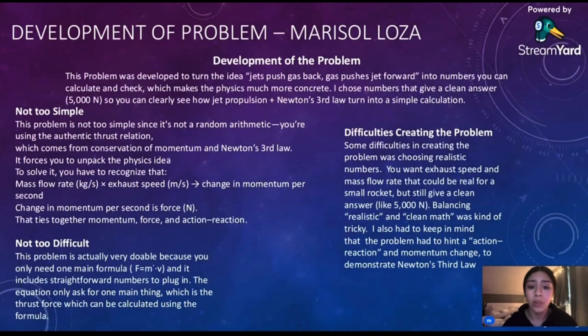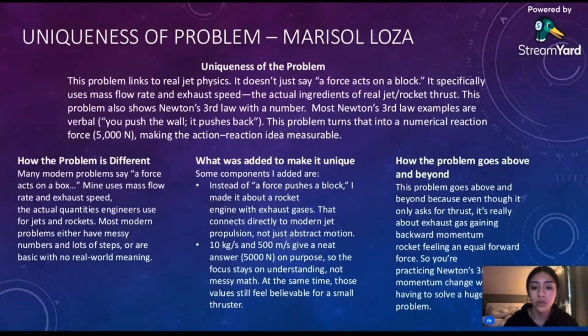Difficulties creating the problem. One difficulty in creating the problem was choosing realistic numbers. You want an exhaust speed and mass flow rate that could be real for a small rocket but still give a clean answer like 5,000 newtons. Balancing realistic and clean math was kind of tricky. I also had to keep in mind that the problem had to hint at action, reaction, and momentum change to demonstrate Newton's third law.